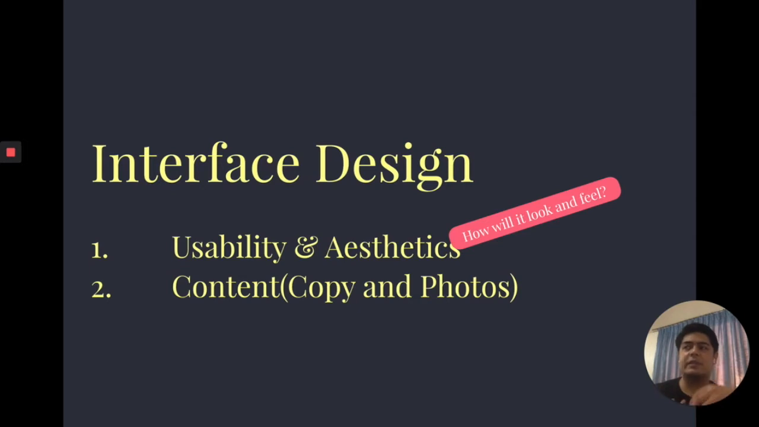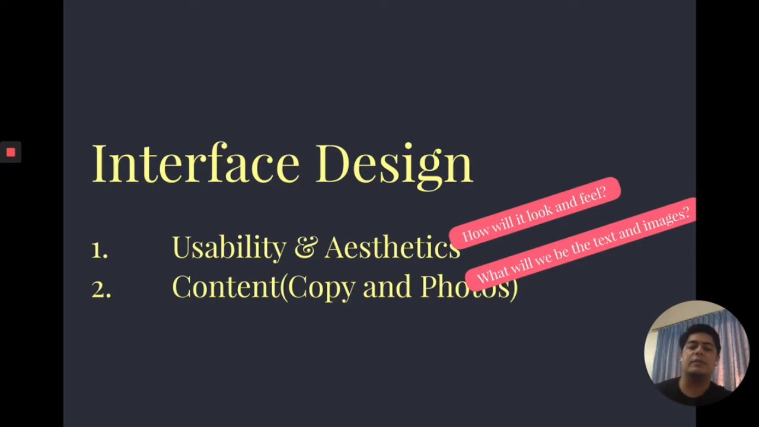Usability is essentially how user friendly it is, to put it easier, and then aesthetics is how it will look. This is where the visual branding comes in, and then the content is the text and images that you will use. Sometimes you get copywriters to do this and photographers to come up with new photos, or you could even make it your own in house. You just have to write it and then create the photos yourself. So that's essentially the design phase.